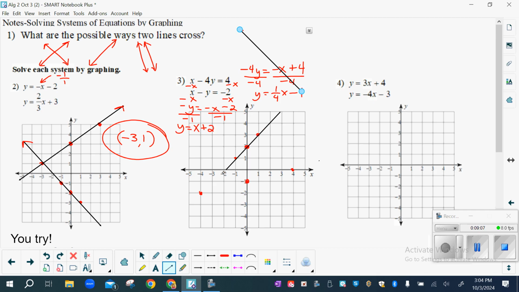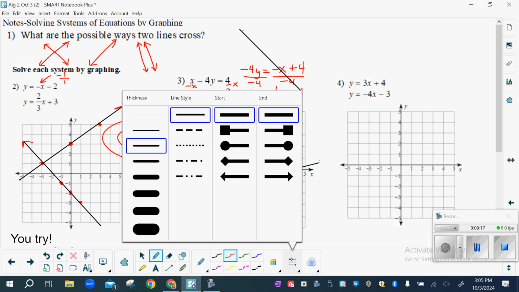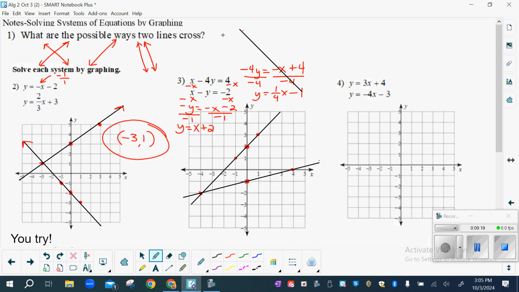So one of my lines looks like this. And then another line looks like this. So a hand, please, for what my solution would be on this. Good. -4, -2.